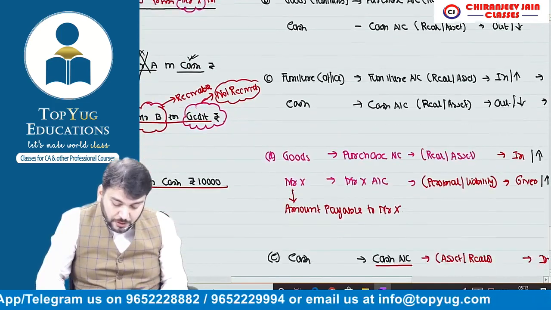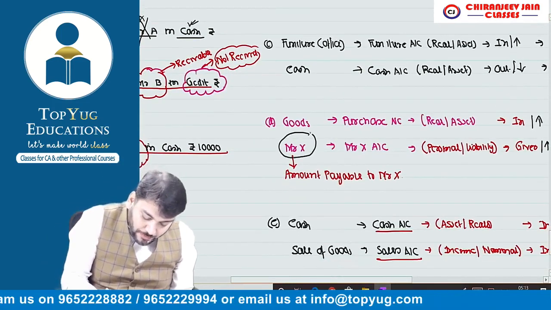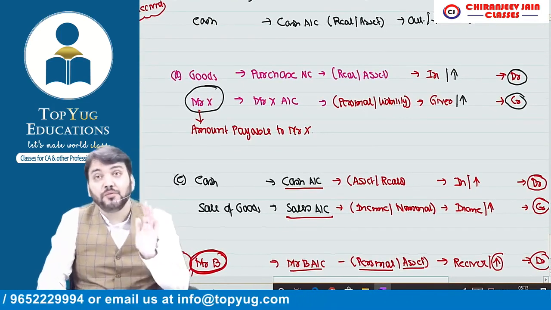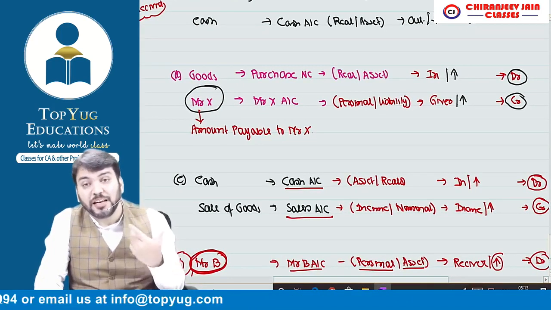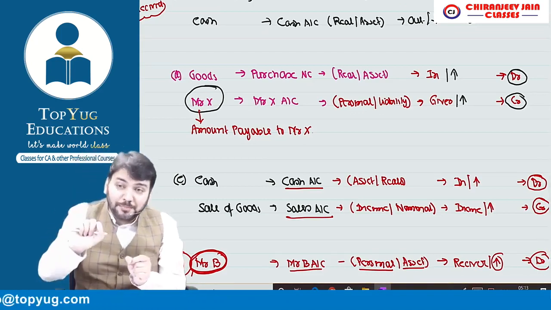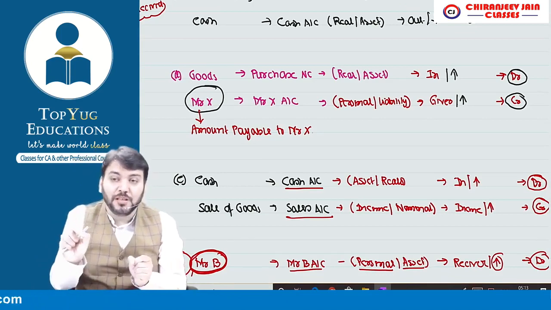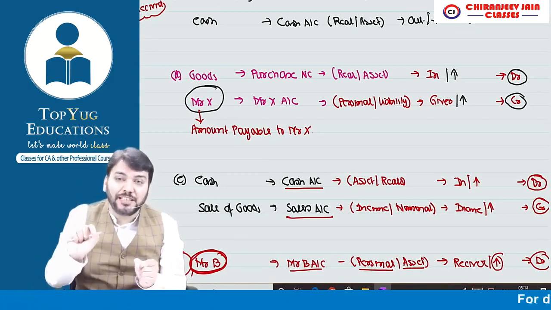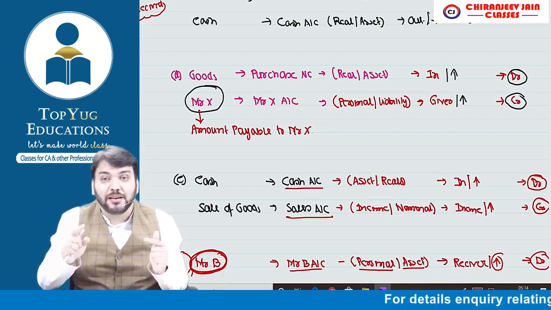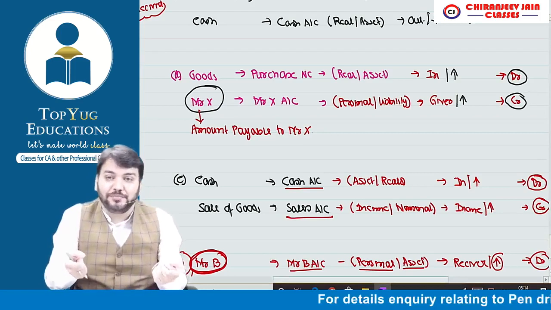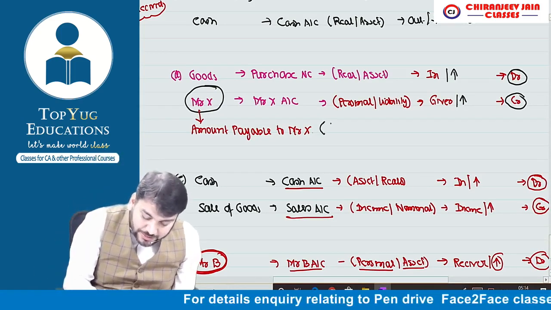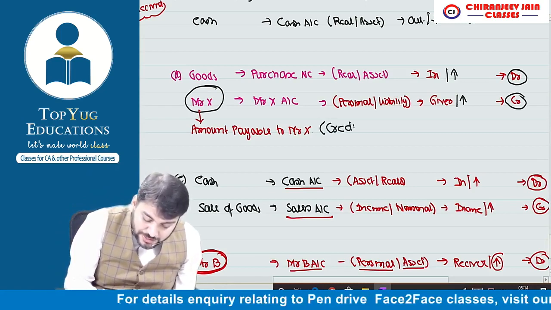One is Mr. X. So Mr. X is the person from whom goods are purchased on credit. Any person from whom goods are purchased on credit is known as creditor. Correct. Are you able to understand? So can I say this Mr. X is known as creditor?